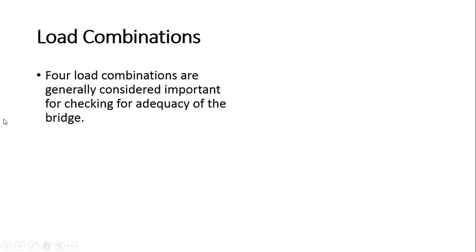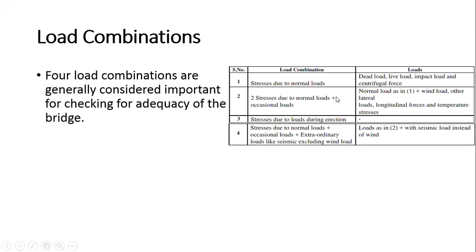Next, come to the load combinations. Four load combinations are generally considered important for checking the adequacy of the bridge design. Number 1 is stresses due to normal loads, so we consider dead load, live load, and impact load, as well as centrifugal force. Generally we consider these 3 loads: dead, live, and impact. If the centrifugal force is small, we neglect it for normal conditions. So in the design we consider these 3 loads only.